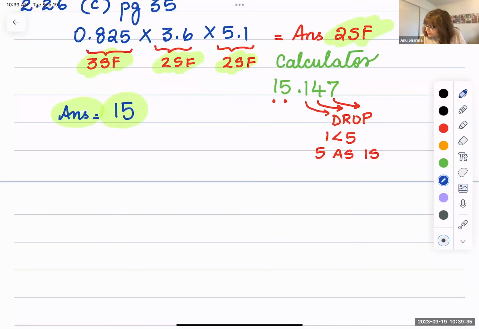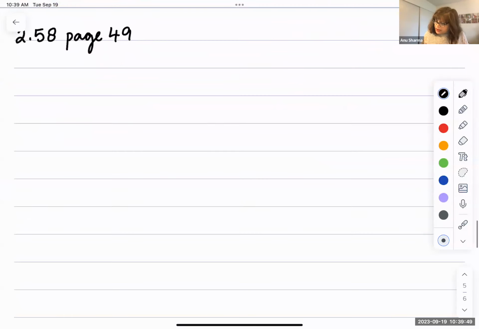Okay, let's do this one. This is the problem, 2.58, on page 49. Now, this relates to the people who are going into the nursing program, so you should know how to do these types of conversions.